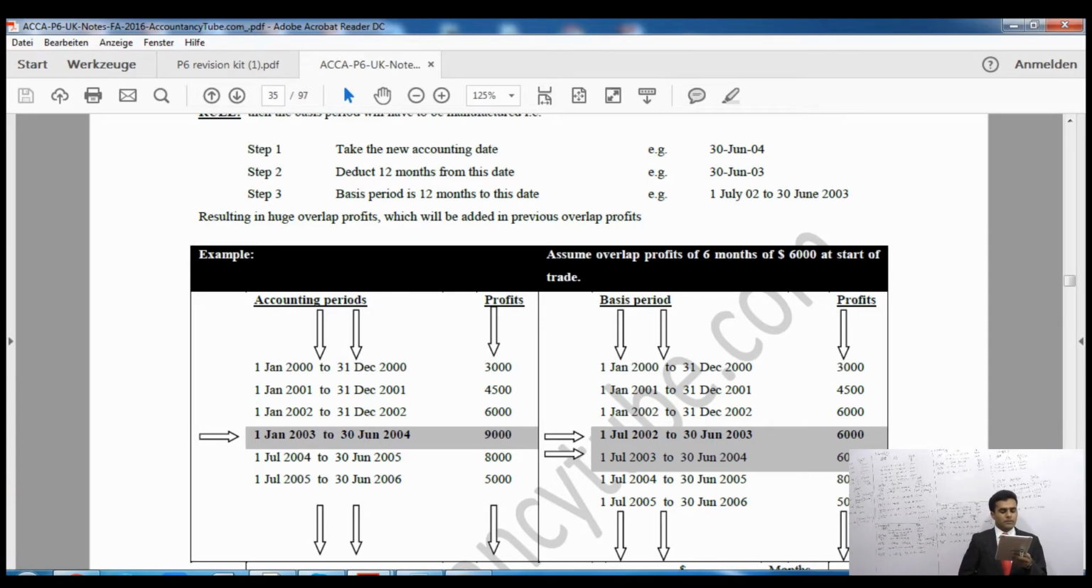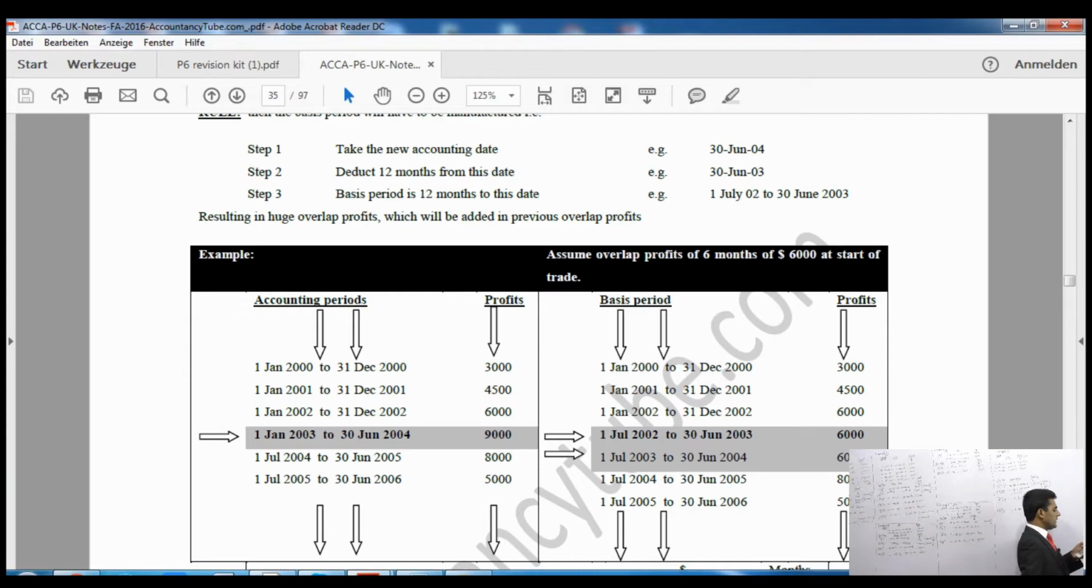So if we make the basis period end on 30th of June 2003, then obviously it will start on 1st of July 2002. So that's what is mentioned on the right side, on the basis period side. It will start on 1st of July 2002 to the 30th of June 2003. Although we have made that, it hasn't ended yet. We'll have to make another basis period as well. So the next basis period will be from 1st of July 2003 to the 30th of June 2004. So we'll have to make 2 basis periods.